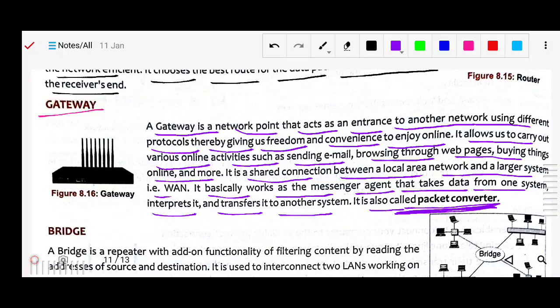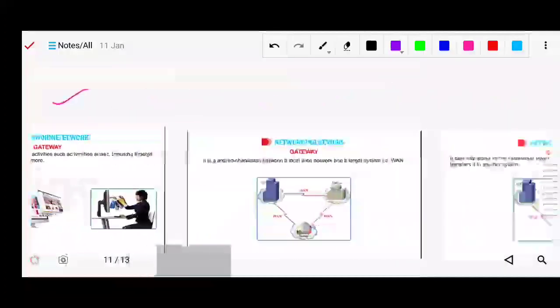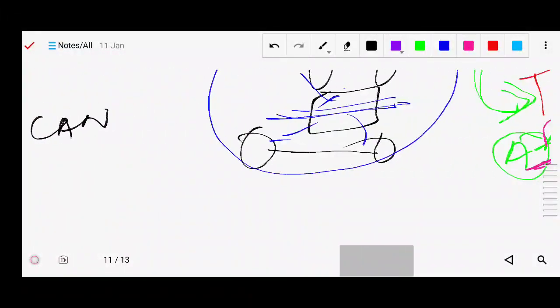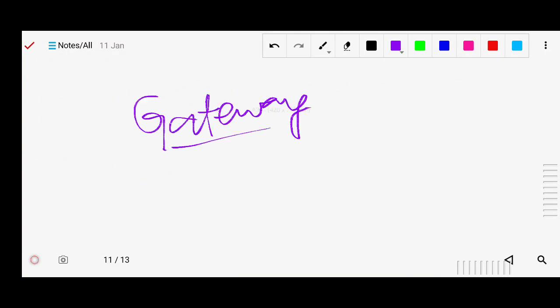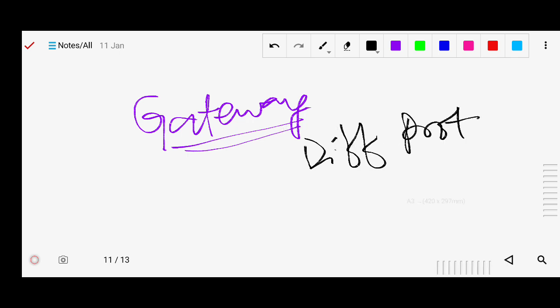So now I'll give you a little idea about this gateway. First of all, what does it do? It connects two different protocols. As I told, routers connect two different IPs.